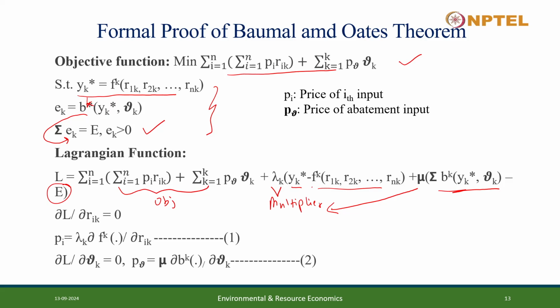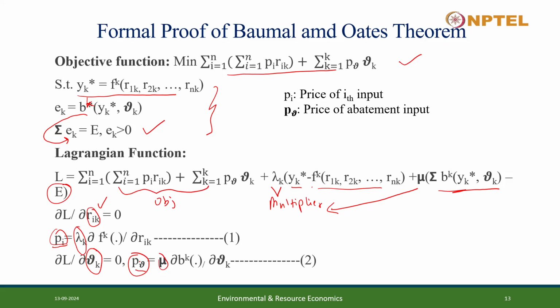So if I differentiate the Lagrangian function with respect to the raw material, this is my control variable, then we equate it to 0 to maximize or minimize. In this case, the objective function is to minimize, so we have to differentiate and then equate it to 0. From here we get the value of pi and mu, where we have two control variables, rik and uk. Then we get the price of input and the price of abatement, so from here we can get lambda k as well as mu.